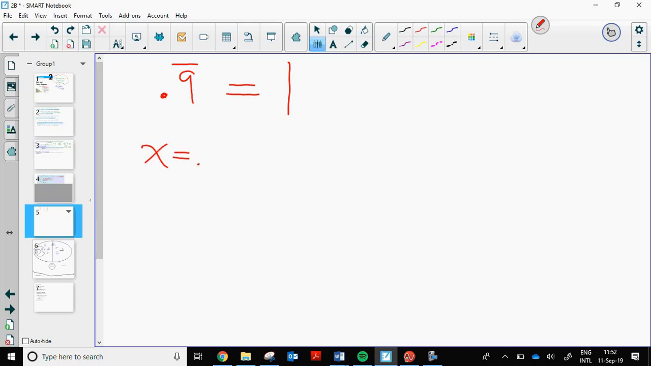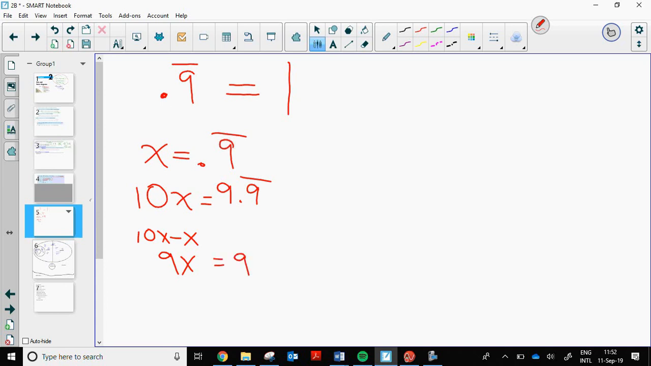So doing it the same way as before, we set x equal to 0.9 repeating. Now, that's only 1 digit repeating, so I'll do 10 times x. 10x is therefore 9.9 repeating. I subtract. 10x minus 1x is going to be 9x. 9.9 repeating minus 0.9 repeating is just equal to 9. Divide by 9, and clearly x is equal to 1.